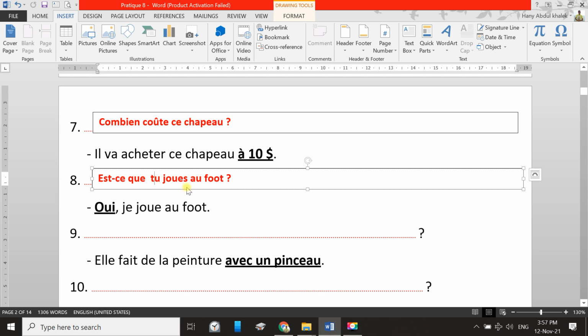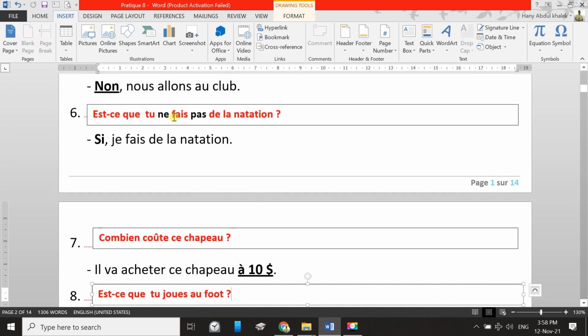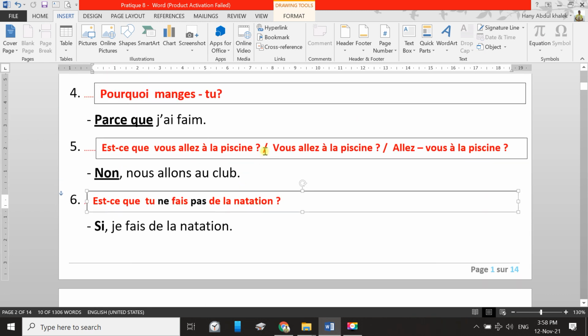The first group verbs, the er verbs, let's say the first group verbs, not all er, because we have the verb aller with er, but it's irregular. So here, tu joues, with tu we add es with the first group verbs. Est-ce que tu joues au foot? And we can say tu joues au foot, and we can say joues-tu au foot, like that. Even in the negative form here, we can use the three forms that I explained here.